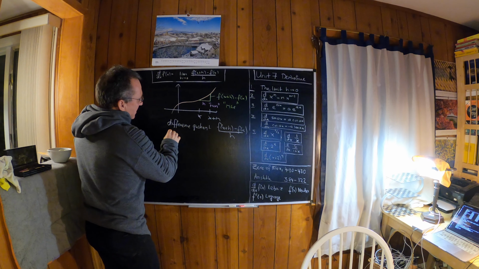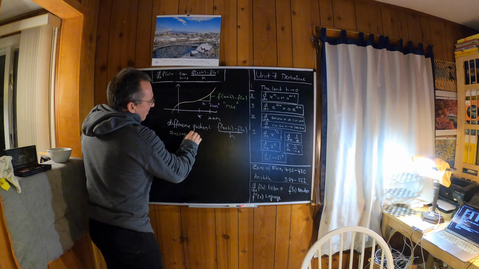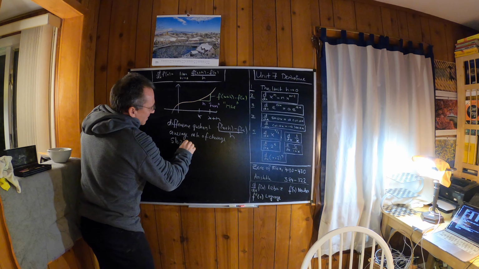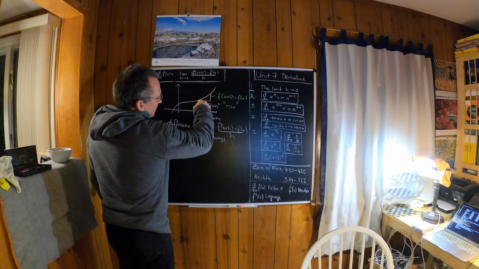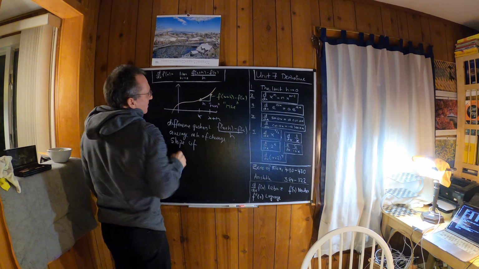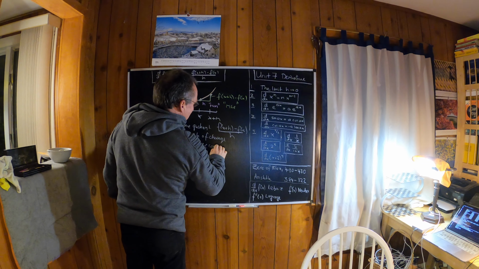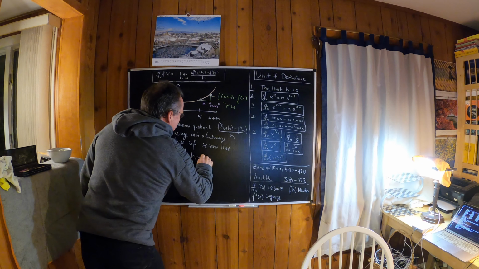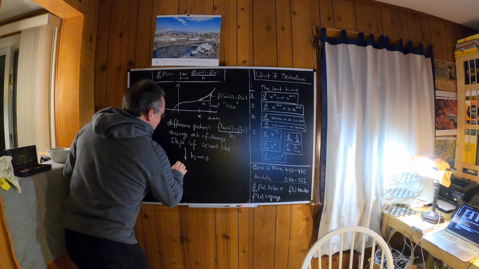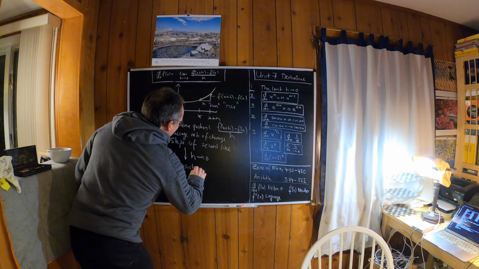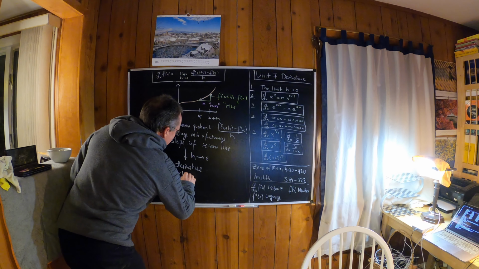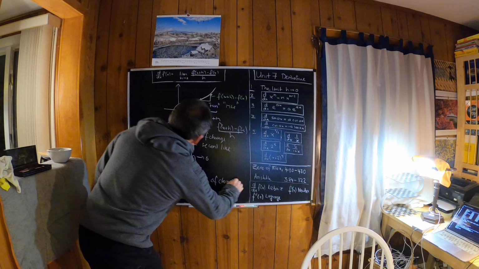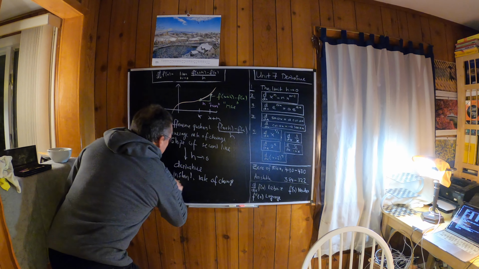This is also called an average rate of change. The slope of a secant line. And now we take the limit when h goes to 0. So when h goes to 0, what we get is a derivative. We call this the derivative, and it's also called instantaneous rate of change. And it's the slope of the tangent.